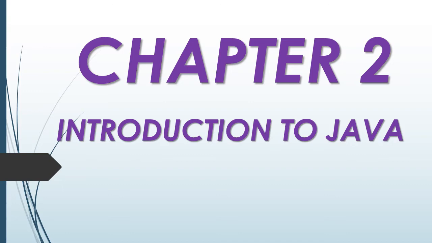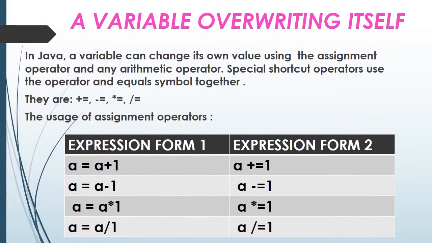Today we will discuss how a variable overwrites itself, meaning how it will change its value and overwrite another value inside it. In Java, a variable can change its own value using the assignment operator and any arithmetic operator. Last day we also discussed the assignment operator and arithmetic operator along with different types of operators.